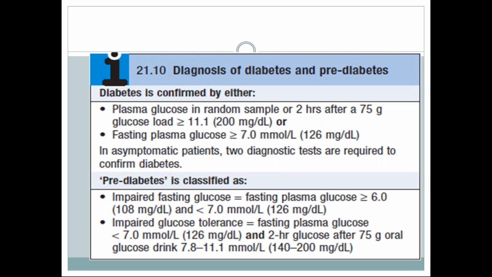70 to 110 milligrams per deciliter. So if this fasting value is 70 to 110, then the patient is euglycemic. And if the value is 110 to 126, then the patient is labeled as pre-diabetic. And if the fasting plasma glucose is more than 126, then he is labeled as diabetic.